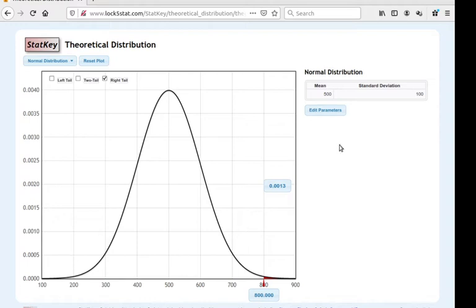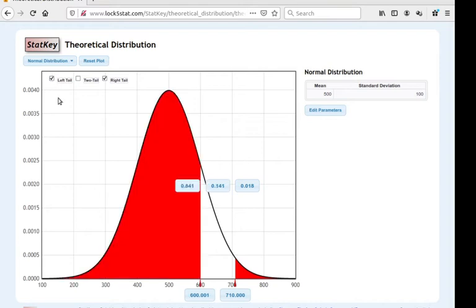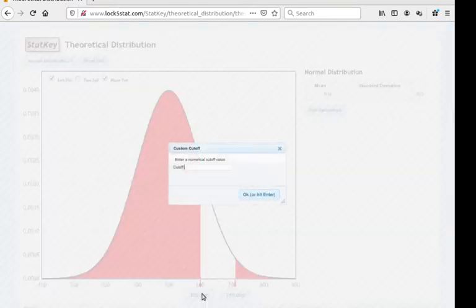Okay, one more. What was it, between what? Between 430 and 710. So let me do between 430 and 710 if I can work my thing. For the right tail, I'll enter 710, and I'll also click on left tail and enter 430.